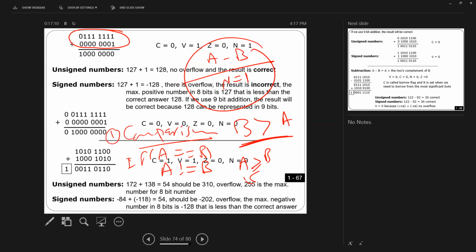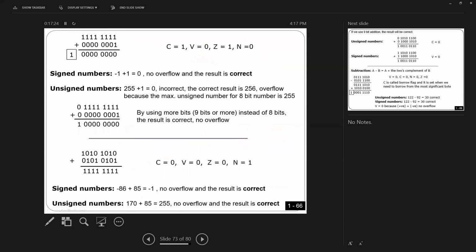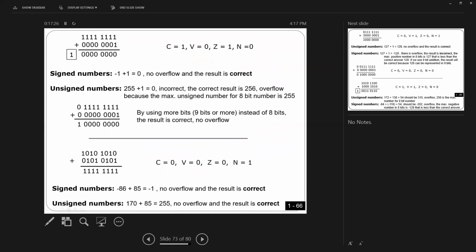The second use of the flags is to detect overflow. I started last time to talk about overflow, and I'm going to finish it today. What do you mean by overflow? I think I explained it before. It's very simple. For example, if I want to add byte plus byte, and then I want to store the result in a byte.